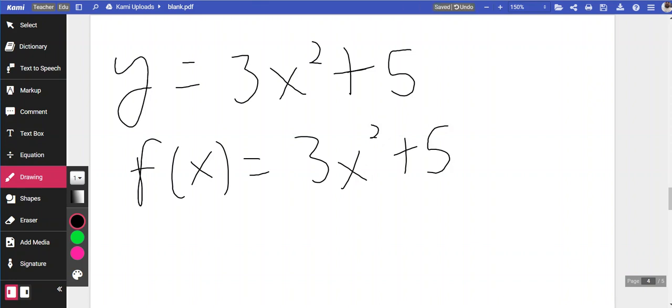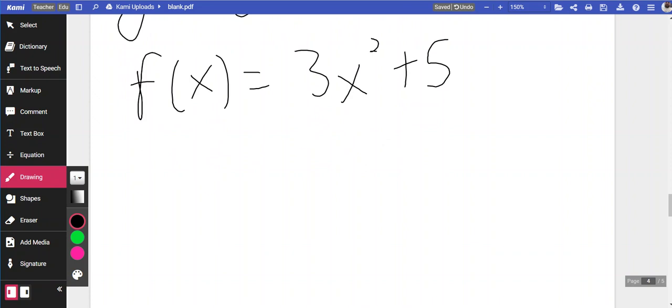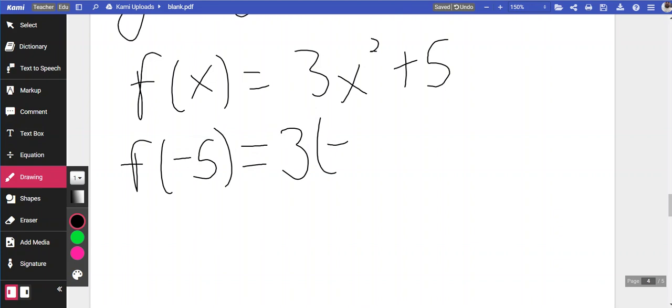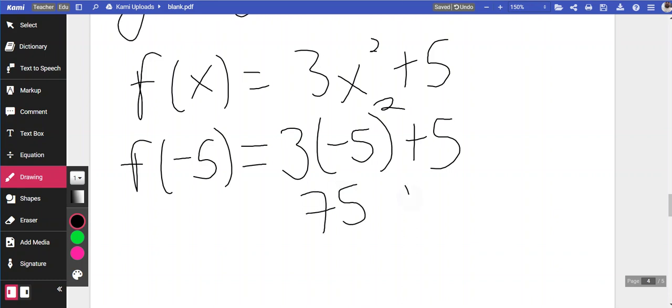Sometimes they'll say evaluate a function. You guys remember, we had something like f of -5. Do you see that's taking the place of the variable x? So you literally replace it. So 3, you put in a -5 here, plus 5, and you square it. So -5 squared is 25, times 3 is 75, plus 5, and that equals 80. So when you input -5, you get an output of 80.